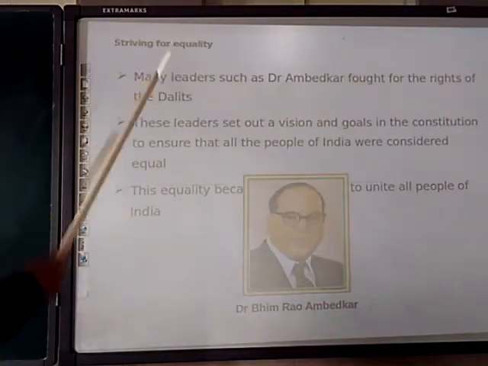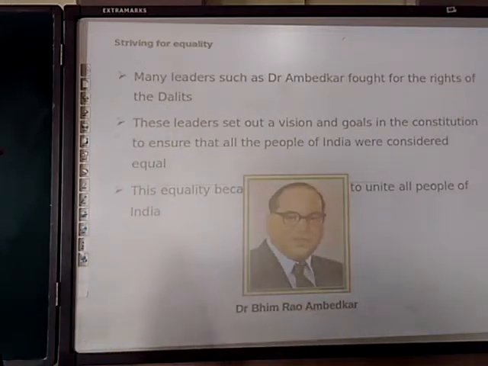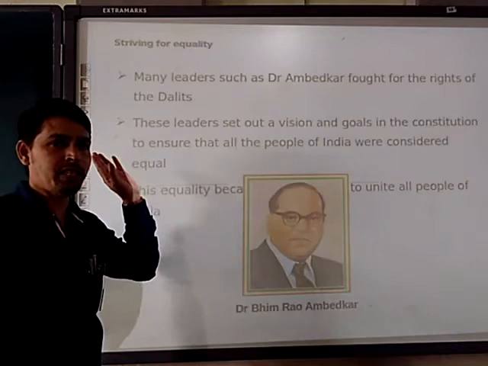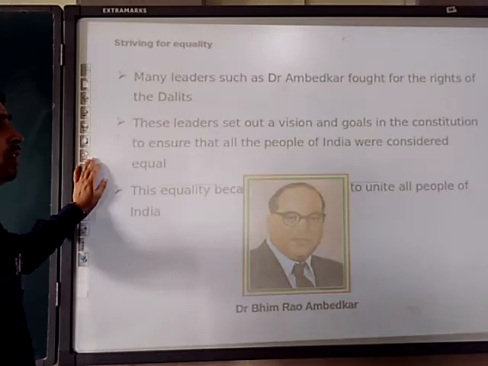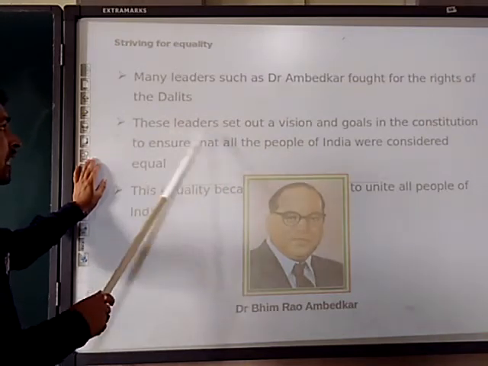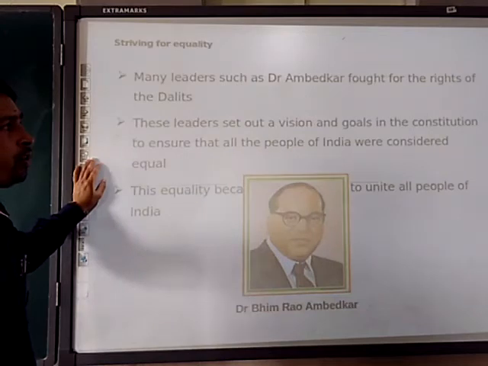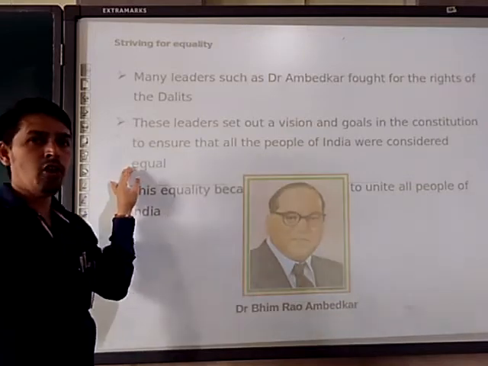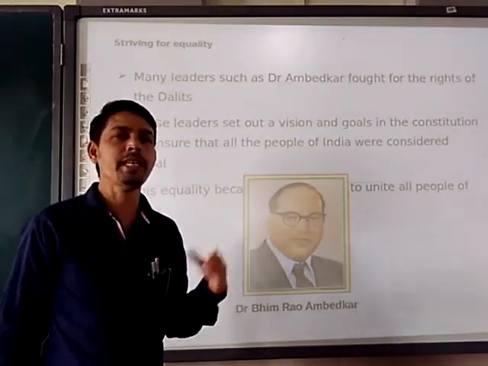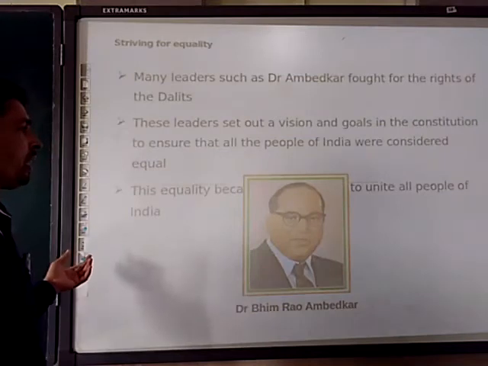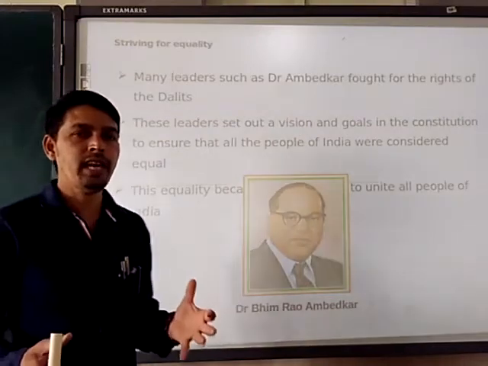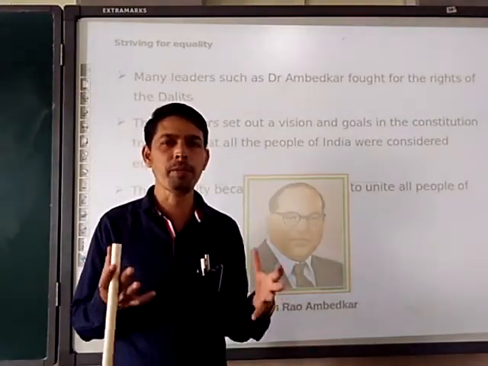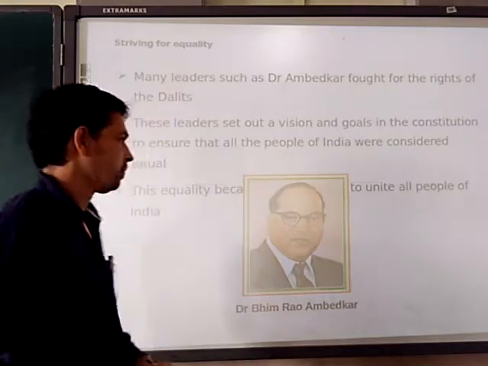Next, striving for equality. In that point, Dr. Bhimrao Ambedkar, as we had seen in the previous presentation. Many leaders such as Dr. Bhimrao Ambedkar fought for the rights of the Dalits. These leaders set out a vision and goals in the Constitution to ensure that all the people of India were considered equal. On the basis of caste, nobody should discriminate against each other. This equality is to unite all the people of India, to set that unity in diversity. All the people of India should be together.